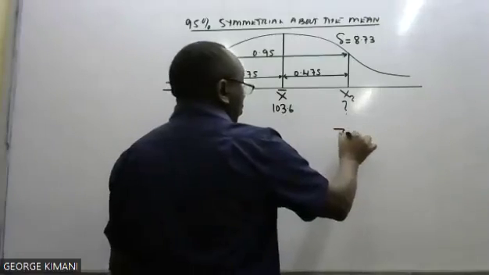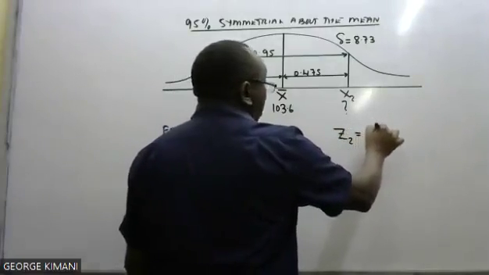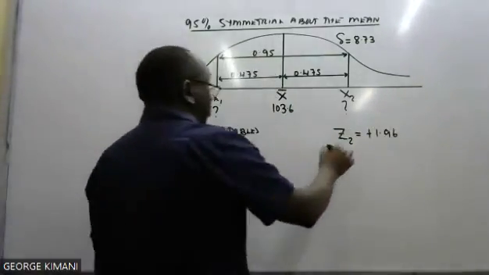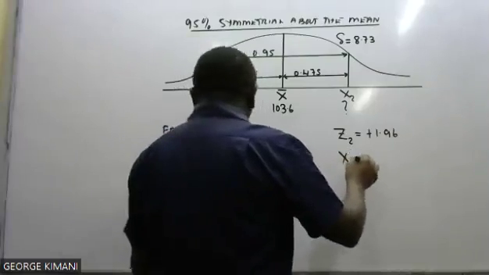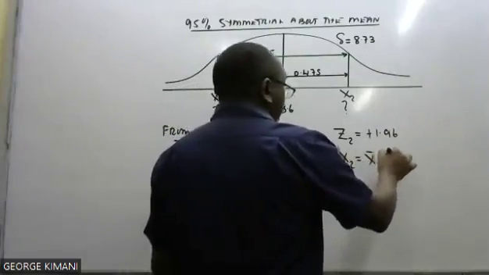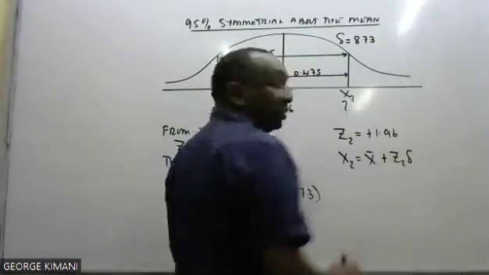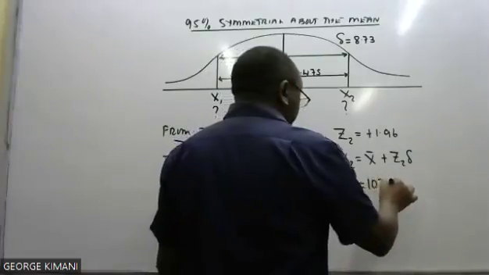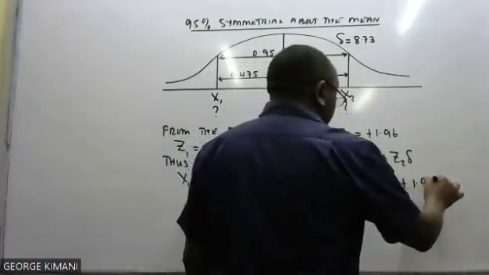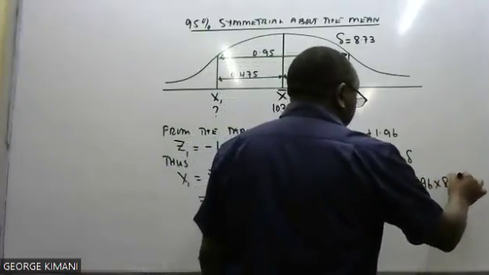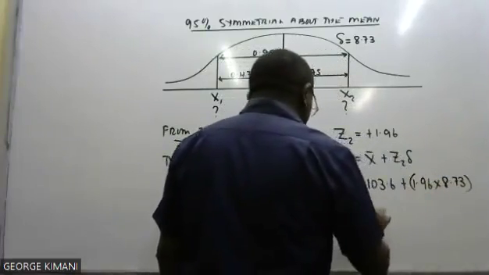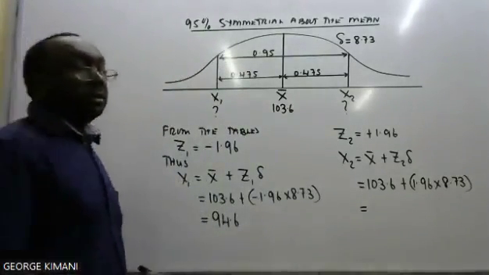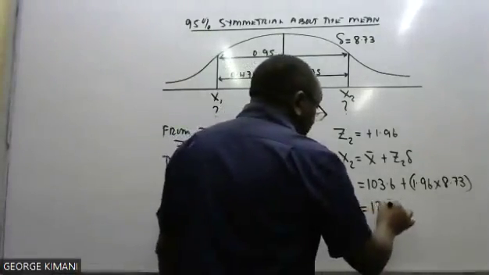Z2 will be positive 1.96. It is similar, it's only that now it is on the higher side. So X2 will be X bar plus Z2 times the standard deviation. So this will be 103.6 plus 1.96 multiplied by 8.73, which is 120.7.